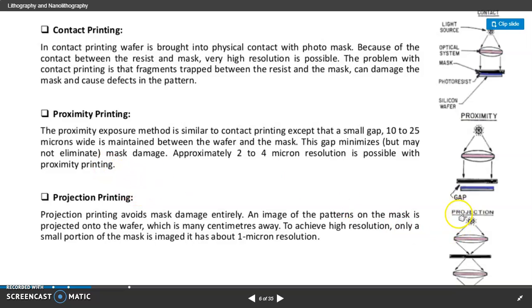Then the last one is projection printing. Projection printing avoids mask damage entirely. An image of the pattern on the mask is projected onto the wafer, which is many centimeters away. To achieve resolution, only a small portion of the mask is imaged. It has about 1 micron resolution.